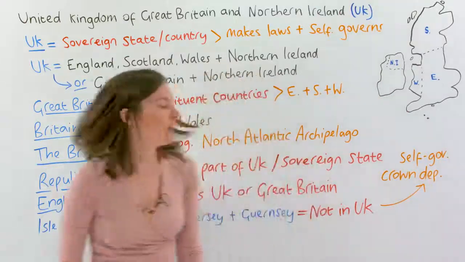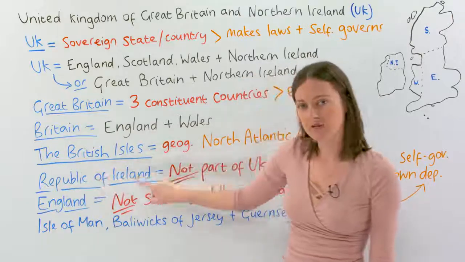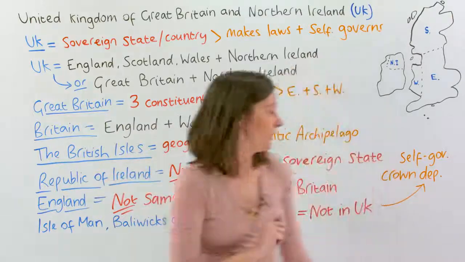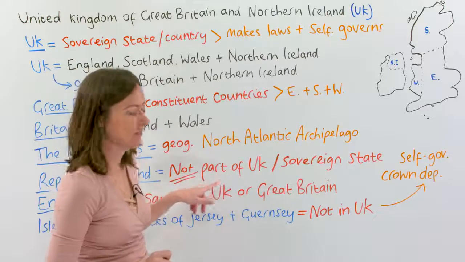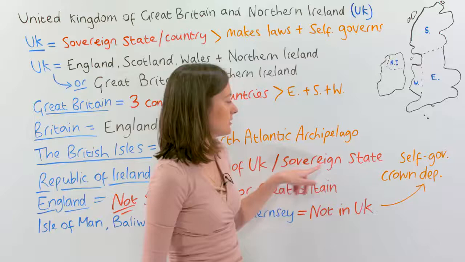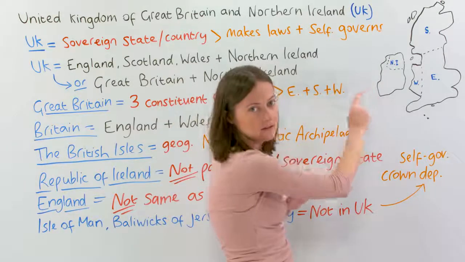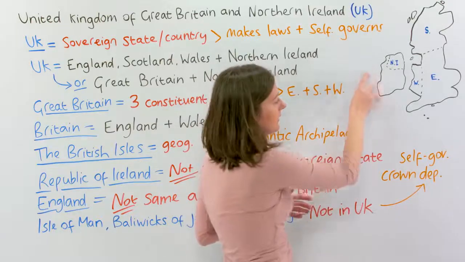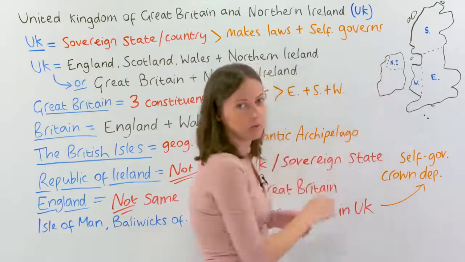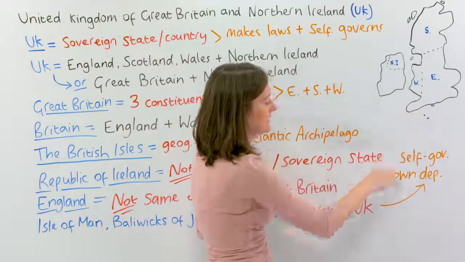Right, so now, I've already mentioned it a bit, but the Republic of Ireland is not part of the United Kingdom, and it is a sovereign state. So in Ireland, they make their own laws there, they have their own government. They're a completely separate country and a separate state to the United Kingdom.